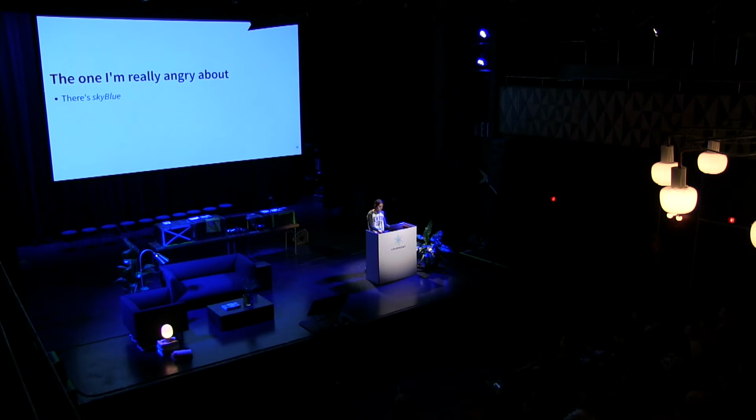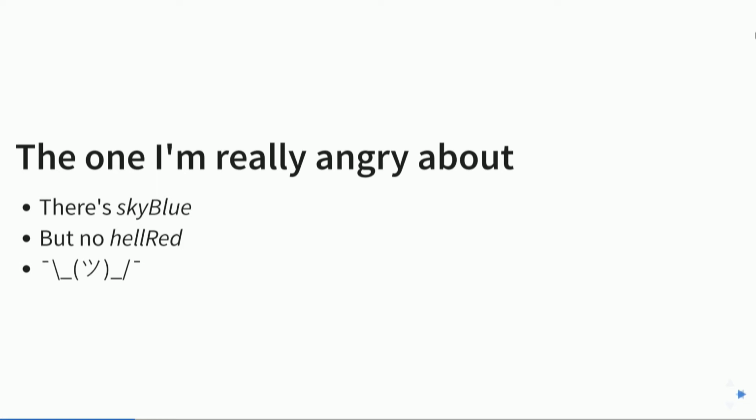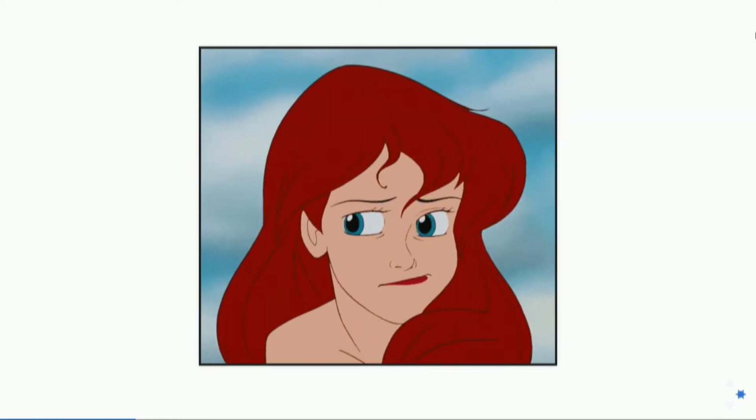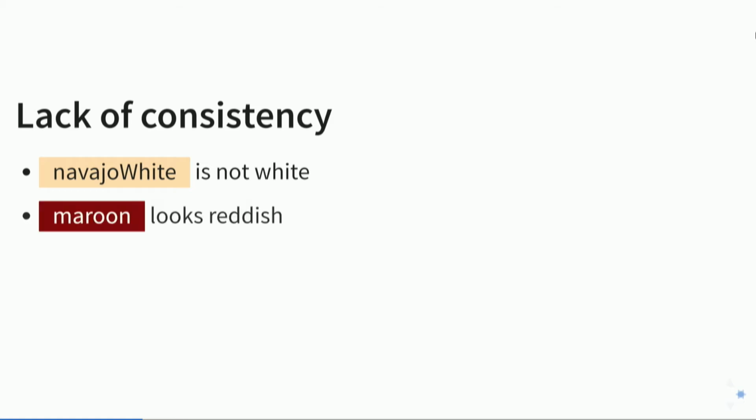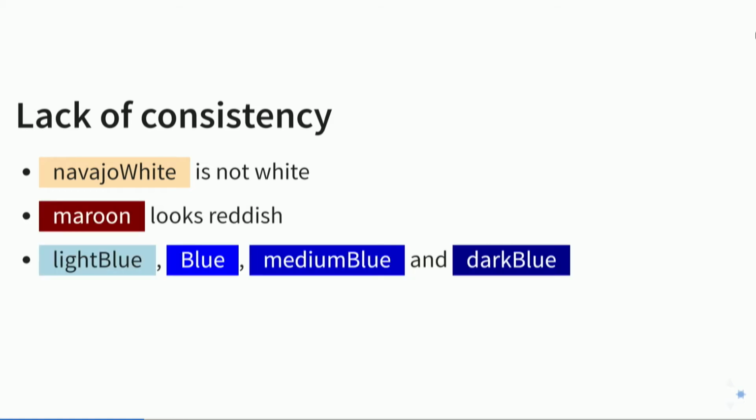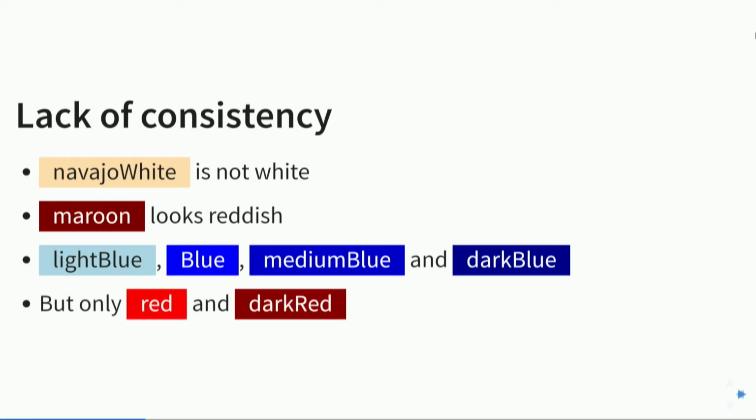For example, I hate that there is a sky blue and there's no hell red. So it's really bad. I would love to have hell red. But really, what is the main problem with this? For example, Navajo white is not white, but it's called white. Maroon looks reddish. There is light blue, blue, medium blue, and dark blue, but only red and dark red. And that is the real problem with this color system. You cannot use it if you don't remember each color individually. So they are pretty much arbitrary.